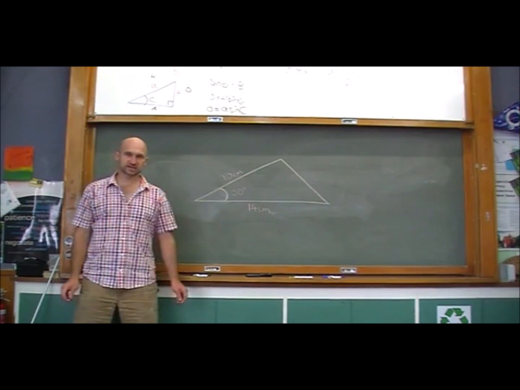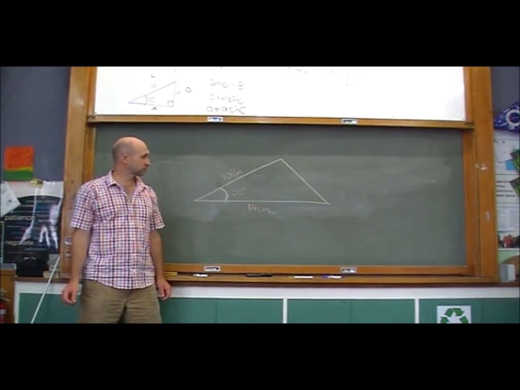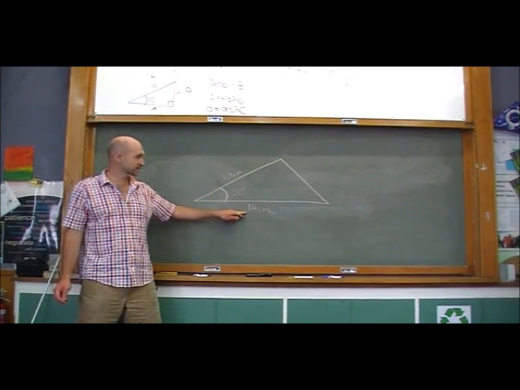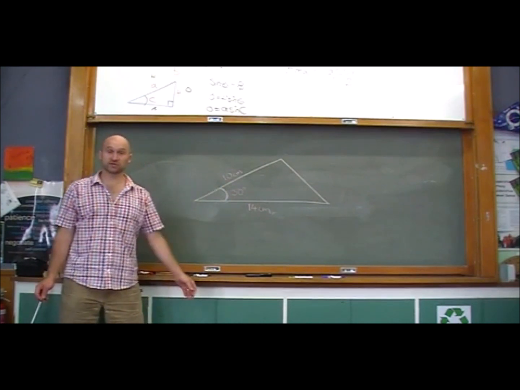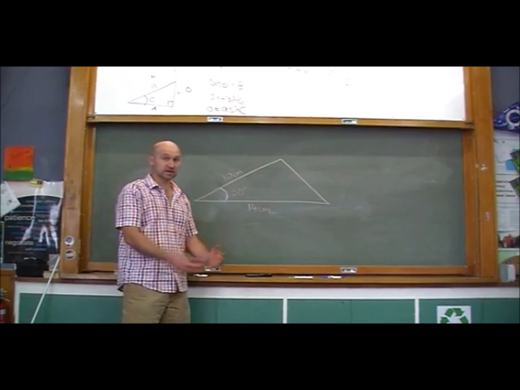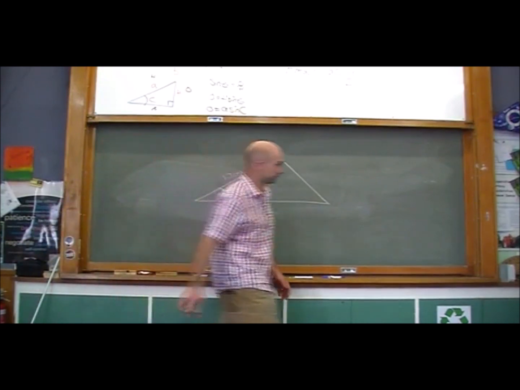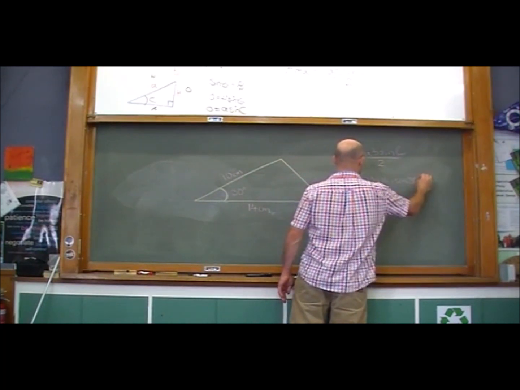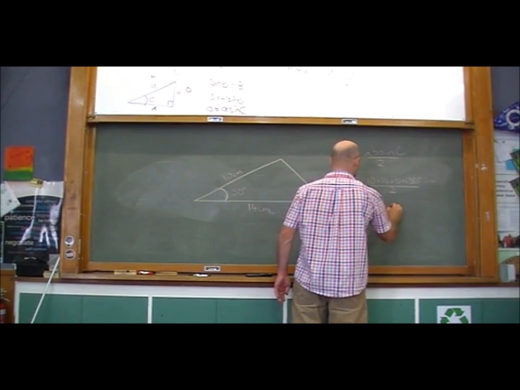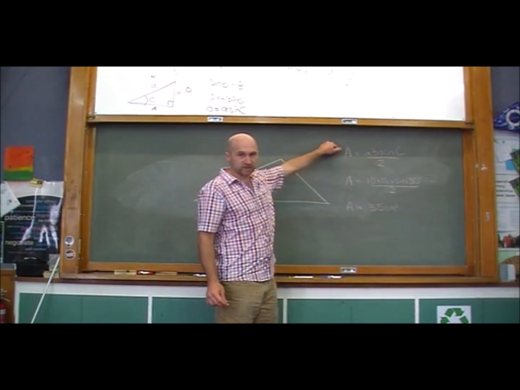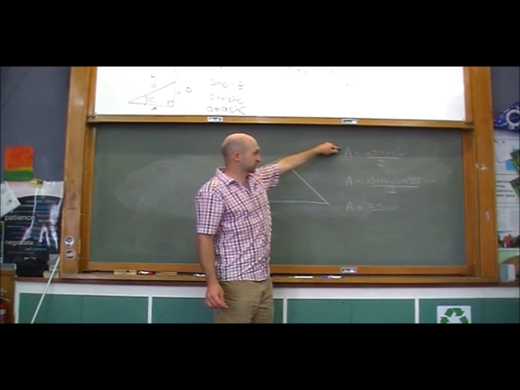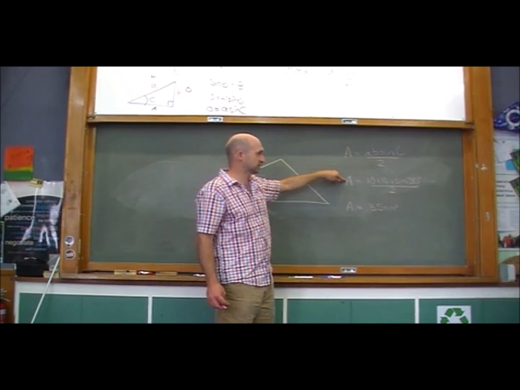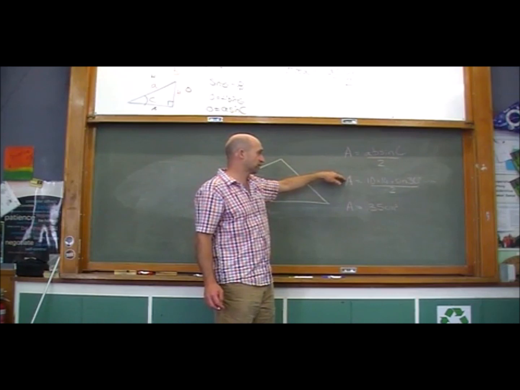Okay, so here's an example. A non-right angled triangle, one side 10 centimetres, one side 14 centimetres, and an angle between them of 30 degrees. We're just going to plug those numbers into our equation. So there's our equation. Area is AB sin C over 2. Plug the numbers in. 10 times 14 times sine 30 over 2.